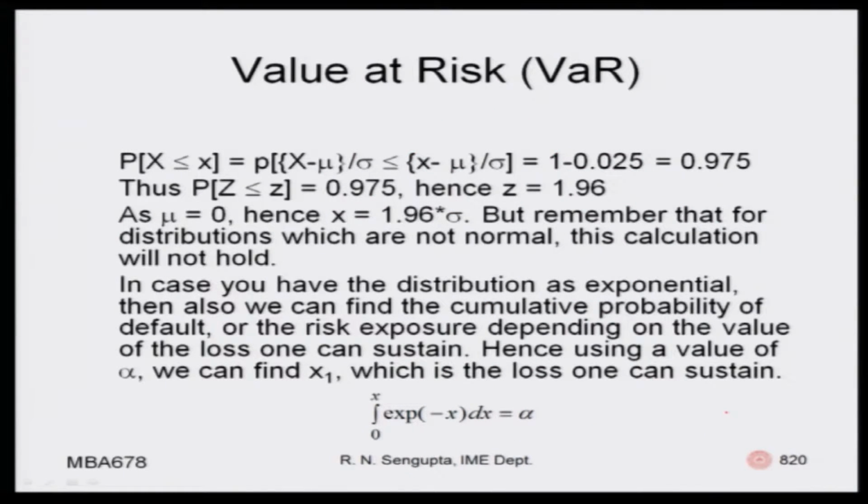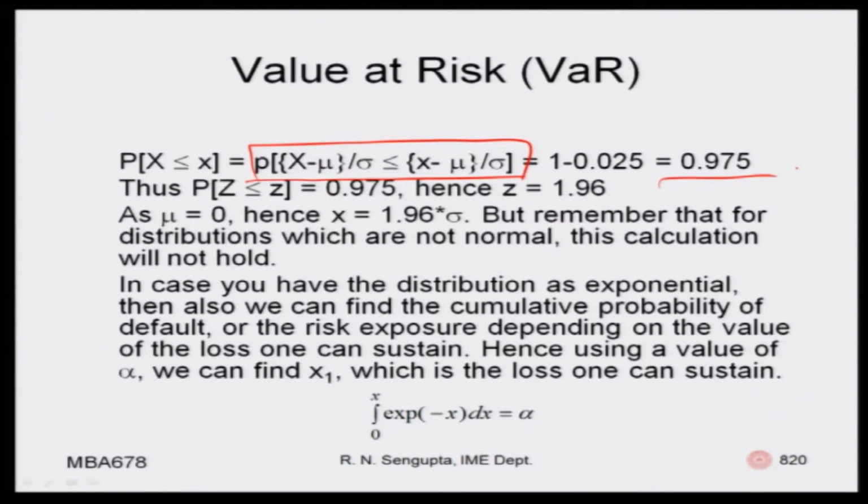So, if you have the normal distribution, you can easily find out using the concept of standard normal, and then you can find out the probability. As mu is 0, hence x is 1.996, which is the percentage of deviation, that is the level of confidence. But remember that for distributions which are not normal, this calculation will not hold true.